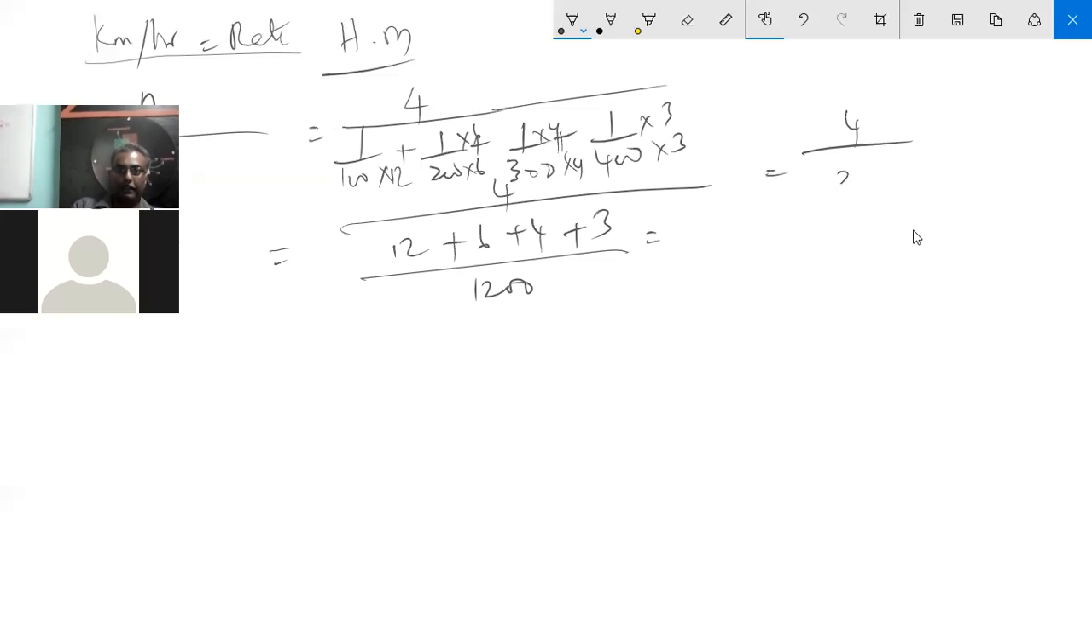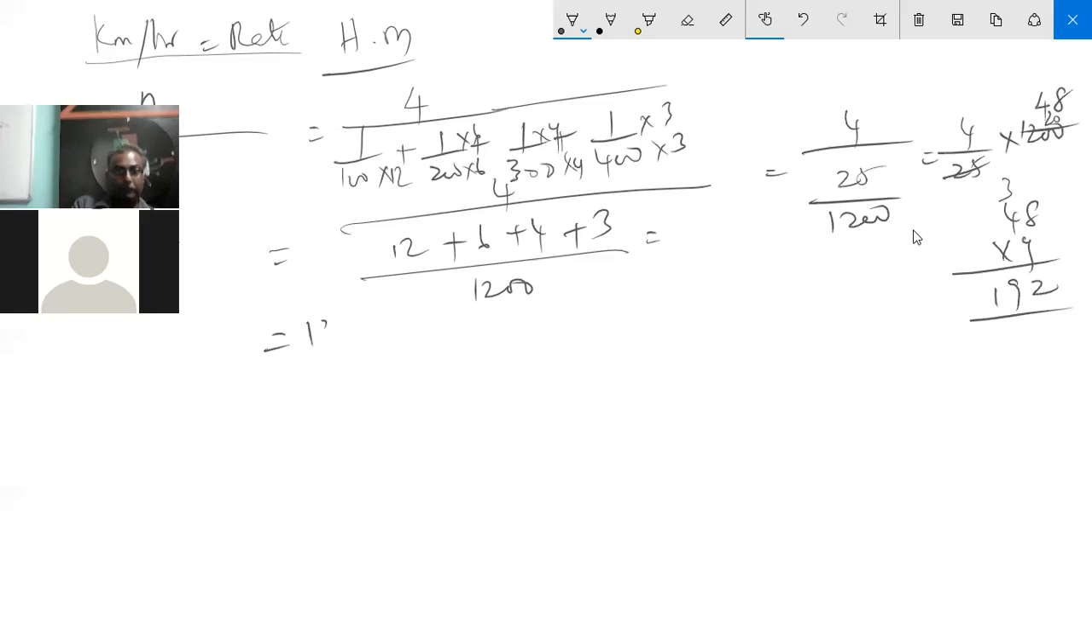So 4 divided by 25 by 1200. That is equal to 4 into 1200 by 25. 25 will go into 1200 how many times? In 120, 25 will go 4 times. Remainder is 20, in 200, 8 times. So 48. 48 into 4 is 192. So the answer is 192. The harmonic mean is 192, so 192 kilometers per hour is the speed. You should not take the arithmetic mean for this.